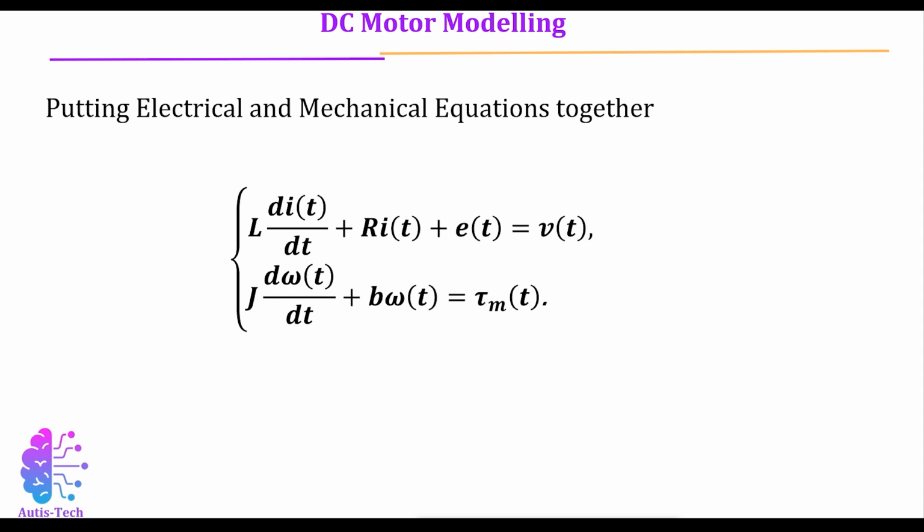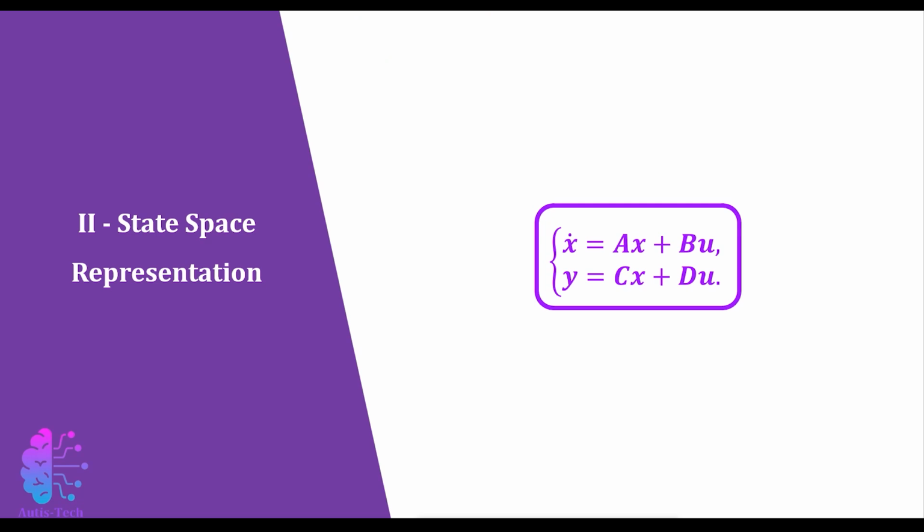The electrical and mechanical equations of the DC motor form a system of differential equations. This system describes how the current I and angular velocity omega evolve over time in response to the input voltage V. To design the state feedback controller, we need to express our electrical and mechanical equations in a unified framework called the state space representation.